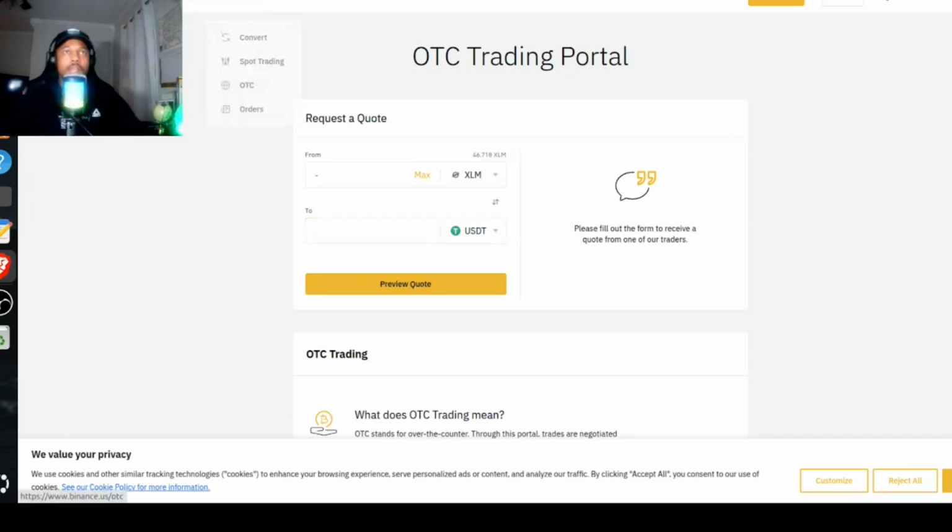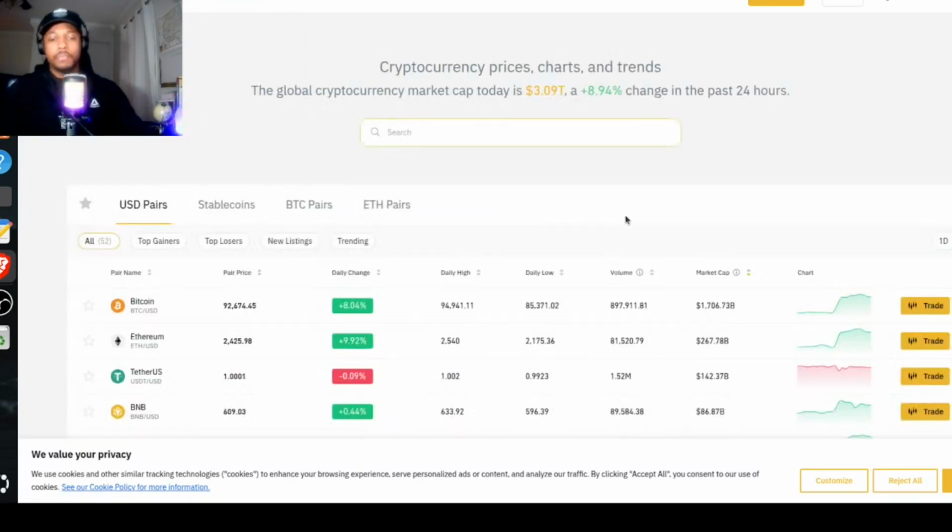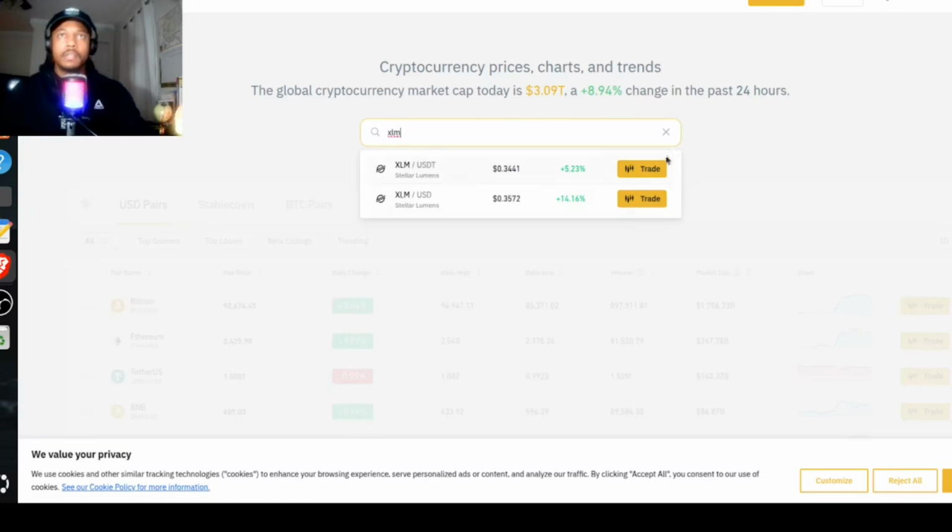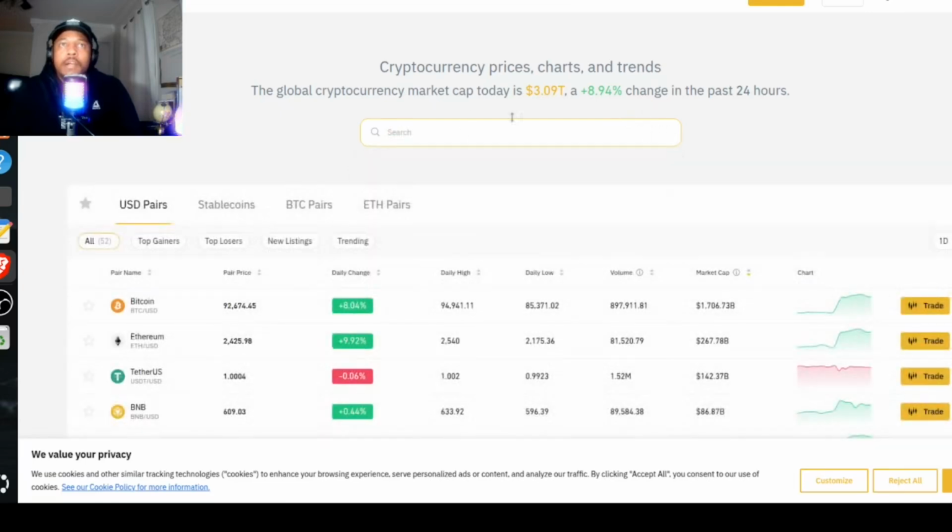Let's see where XLM is at, and this is where you search whatever coin you want to look up. So XLM is 34.41, and that's the USDT. USD is 35 cents. So I could set my price at, let's say, 35.8 or 35.85, something like that, and then I can sell it. Basically it's your option to be able to say, all right, I don't want to use spot trading on the platform, but I want to sell it to somebody else who's looking to purchase.